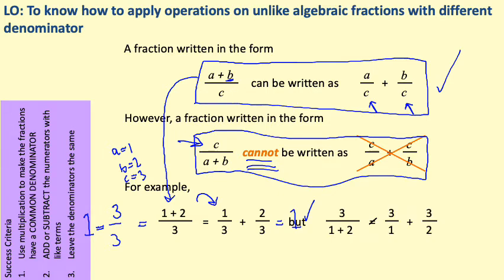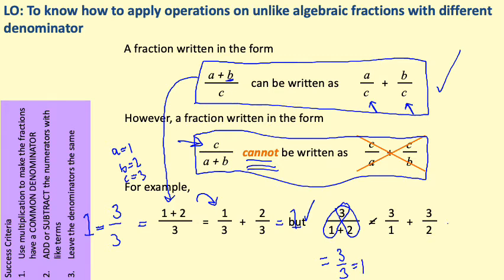But now this is what looks at the thing that we can't do. 3 over 1 plus 2 does not equal 3 over 1 plus 3 over 2. What we've done here is we've split off these two and then tried adding it to these two. That doesn't work because we know 3 over 1 plus 2 gives us 3 over 3, which gives us an answer of 1.